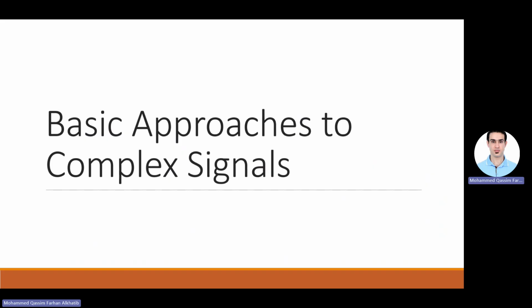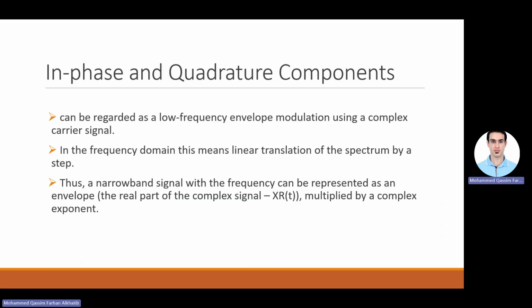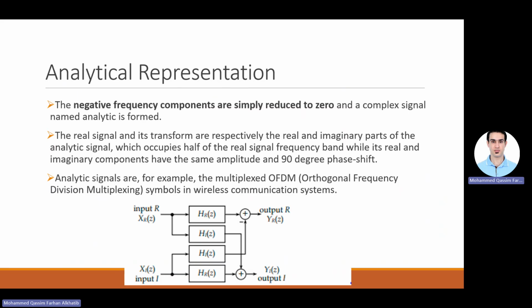So, basic approaches to complex signals. We have the in-phase, which is the real part, and the quadrature, the imaginary part, which can be regarded as low frequency envelope modulation using a complex carrier signal. That's for communication systems. Later on, we'll talk about modulation and carrier signals. In the frequency domain, this means linear translation of the spectrum by a step. So a narrowband signal with a frequency can be represented as an envelope. You'll get more detail in communication systems, but this is some information about real and quadrature components.